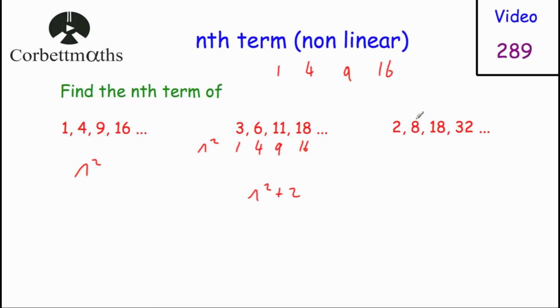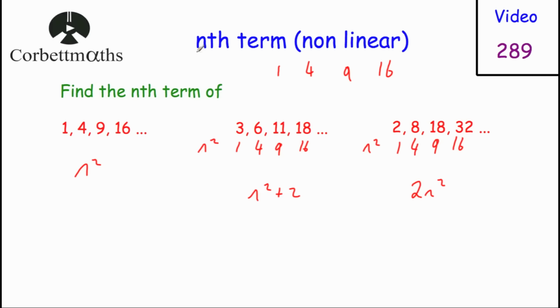And finally, we've got 2, 8, 18, and 32. Let's write our square numbers beneath those. We've got 1, 4, 9, and 16, and that's n squared. And if you have a look at our sequence, instead of having 1, we've got 2. Instead of having 4, we've got 8. Instead of having 9, we've got 18. Instead of having 16, we've got 32. So they're actually double the square numbers. So that would be 2n squared.